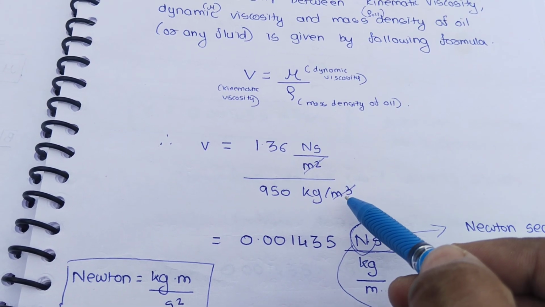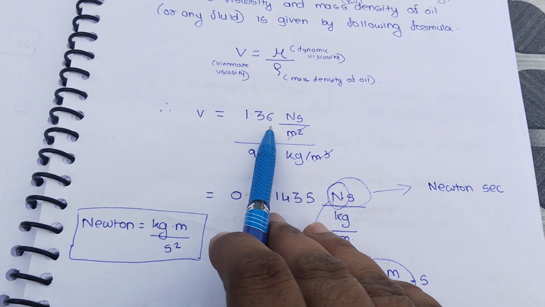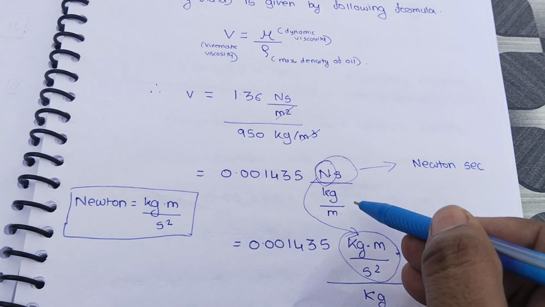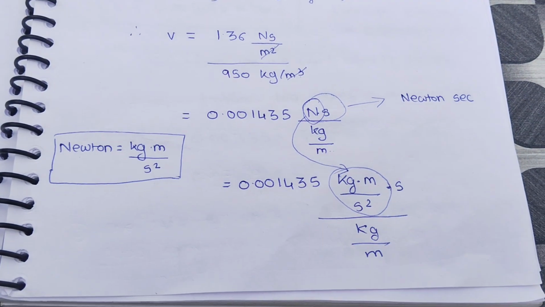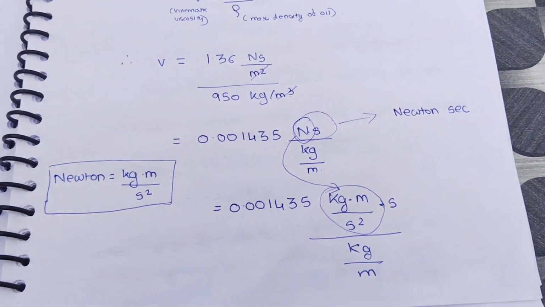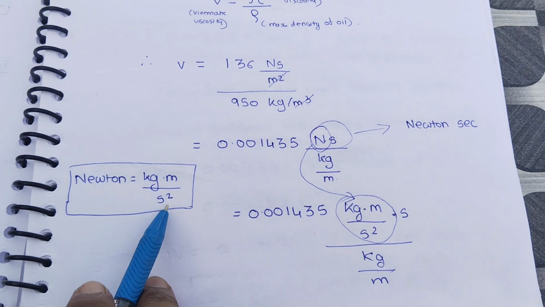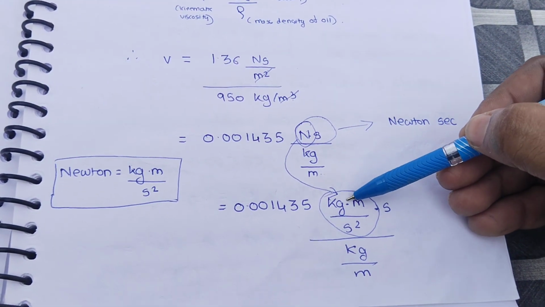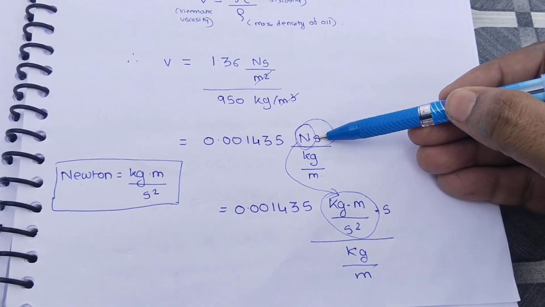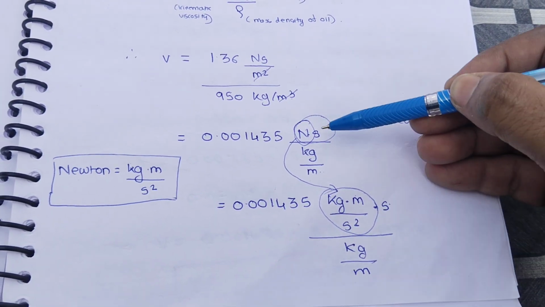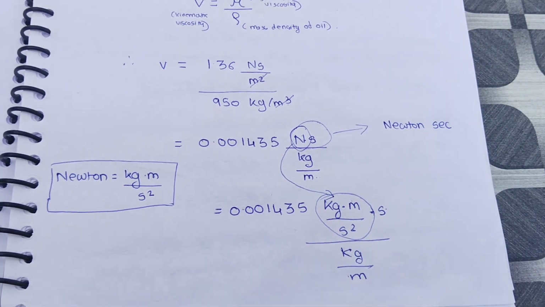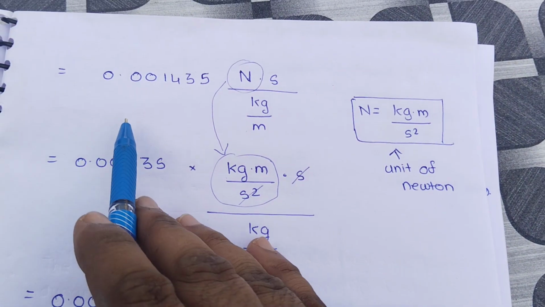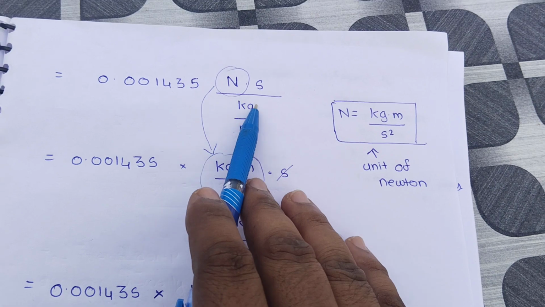So meter square will get cancelled. We will divide 1.36 by 950, and we will get this value: 0.001435 Newton second kg per meter. But here we have to understand that the value of 1 Newton is kg meter per second square. So N will be written separately like this, kg meter per second square, and s, and kg and meter. So please don't get confused in this. I have clearly noted down here 0.001435 Newton second kg per meter.